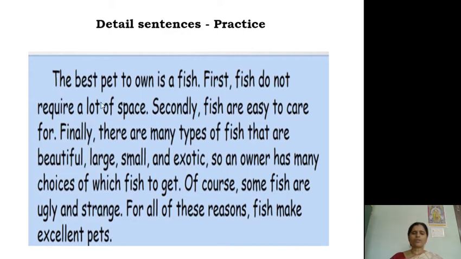So, all the supporting sentences are relevant and connected to the topic sentence, except this statement: of course, some fish are ugly and strange. This point is not relevant, and we cannot add points which are not supporting the topic sentence. So we have to skip this point from this paragraph, and then it makes a perfect paragraph.